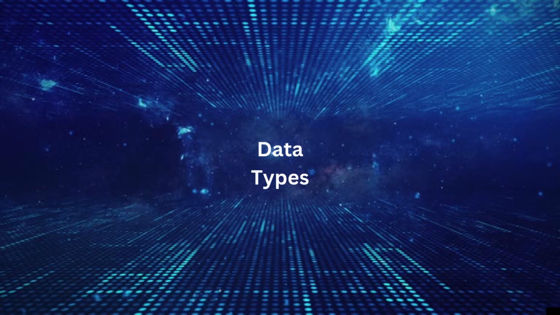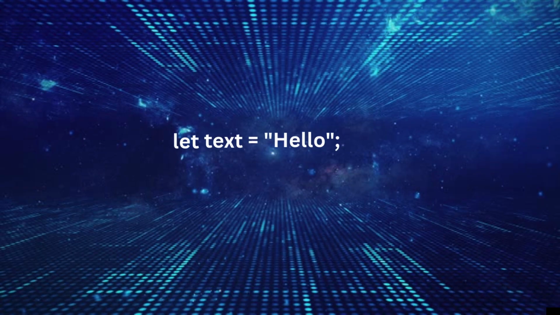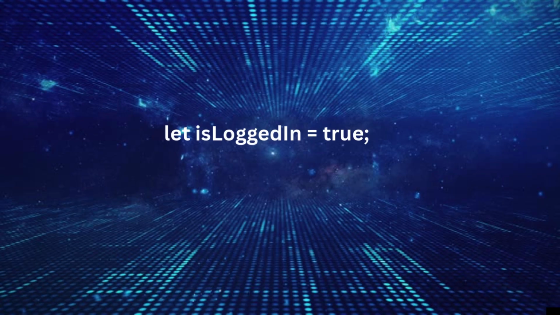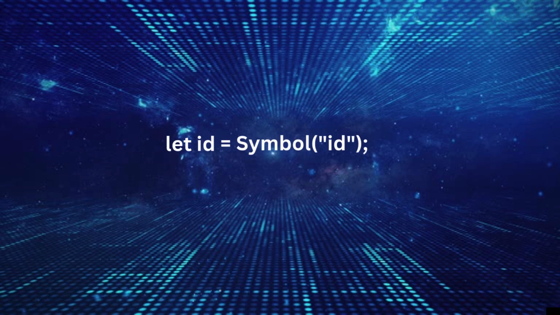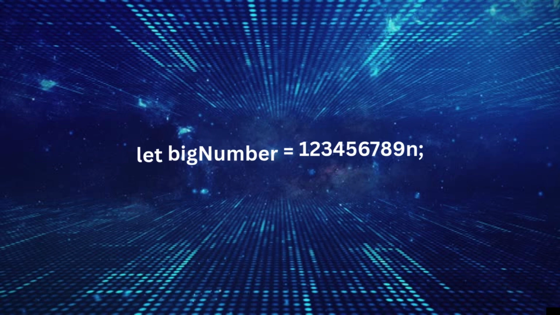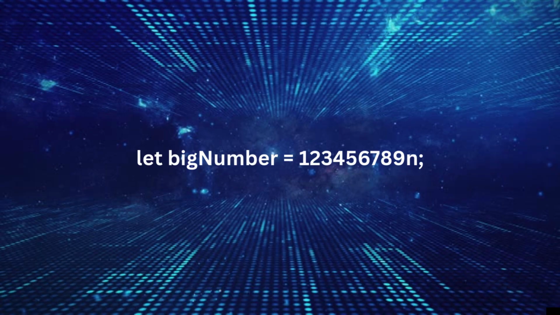Data types. JavaScript has different data types. Let's look at the main ones. This is a number. This is a string. This is a boolean, which means true or false. Null means empty. This is undefined because no value is assigned. This is a symbol. This is a BigInt used for very large numbers.